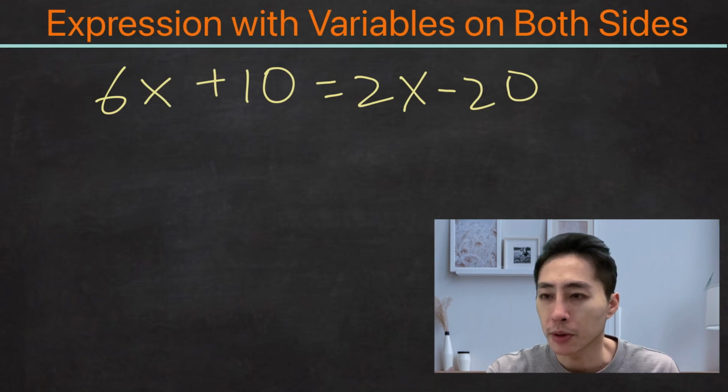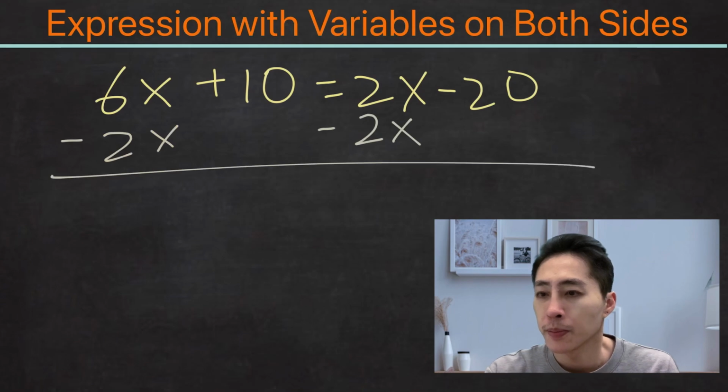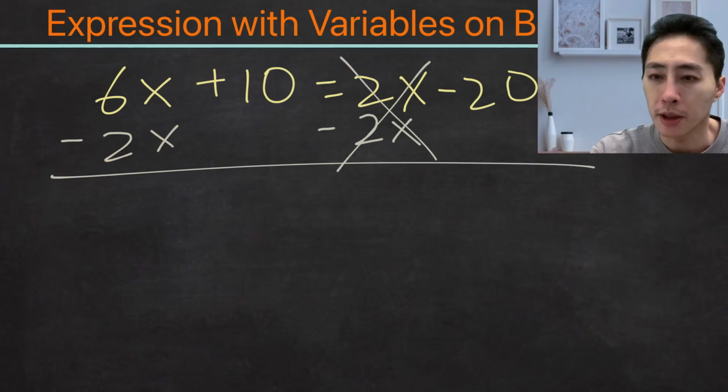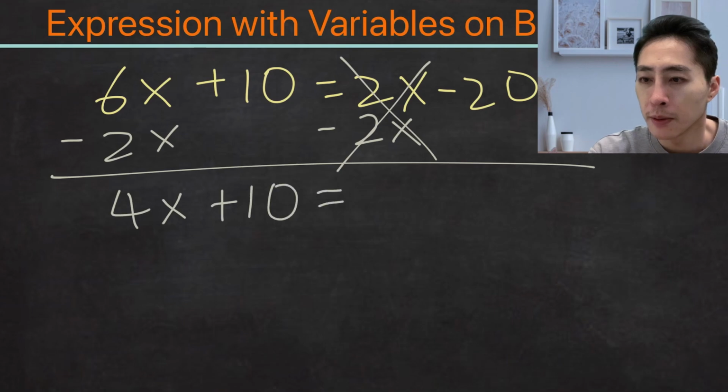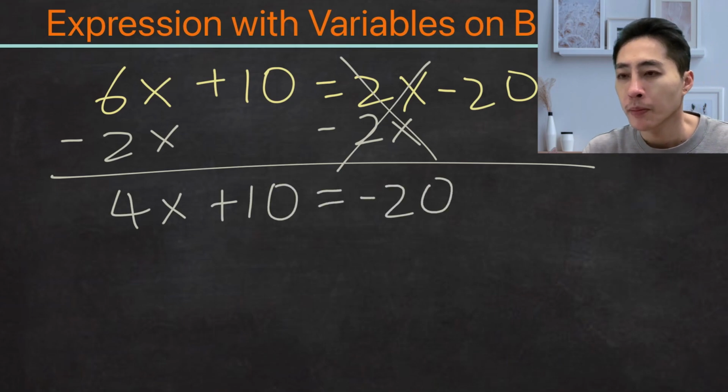So we could move x to either left or right. In this case, I'm going to move to the left. So I'm going to start out by minus 2x on the right and move it to the left. This will eliminate this. And then 6x minus 2x, I will have 4x. Then we bring down the 10, and this equals negative 20.